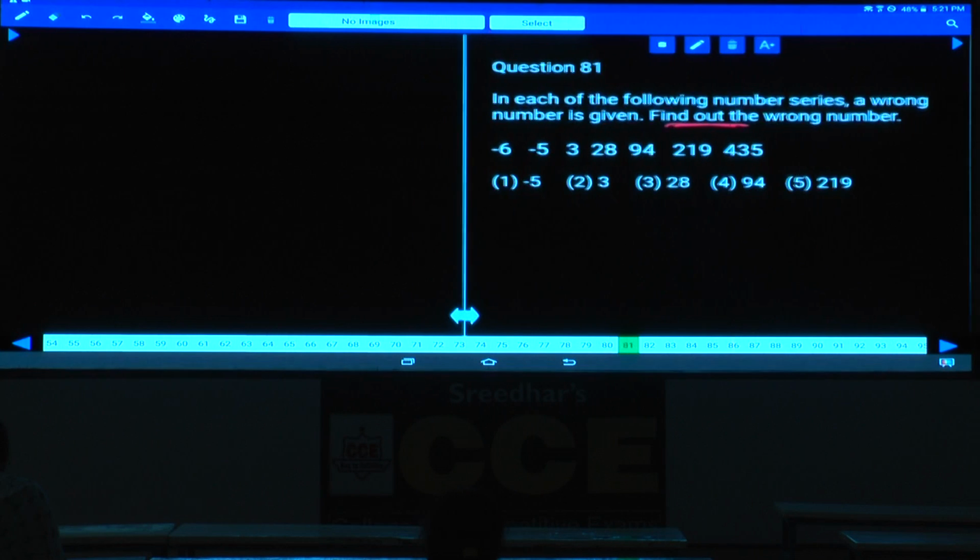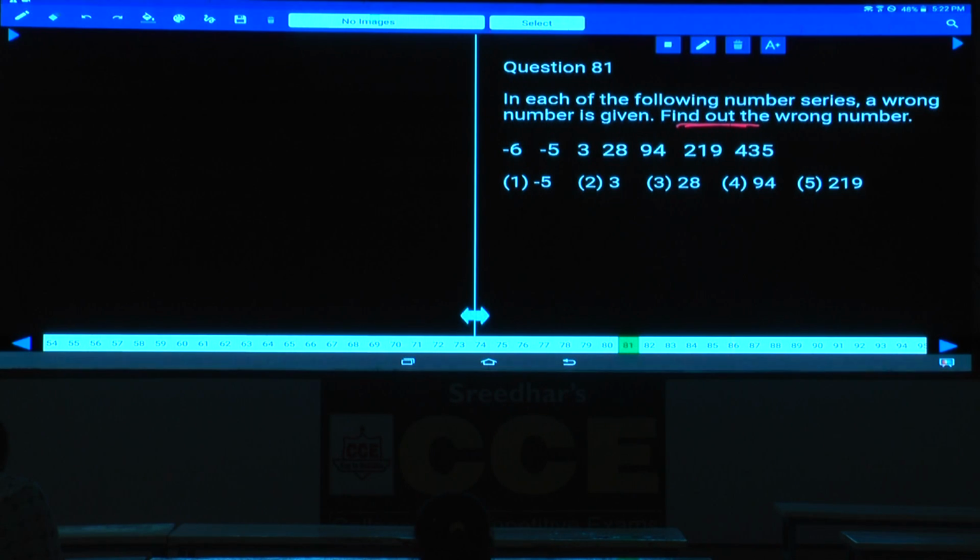Now 6, 5, 3, 28, 94, 219 and 435. Now if you observe here, the numbers 219 and 435, what is the difference between these two? 219 and 435. The difference between these two is how much? 200 will be 419 plus how much? 16. Now the difference between these two numbers is 216. What is 216? 216 is nothing but 6 cube.